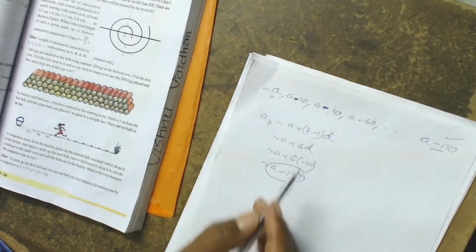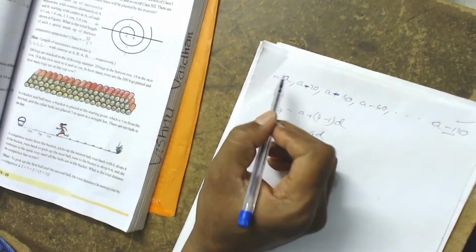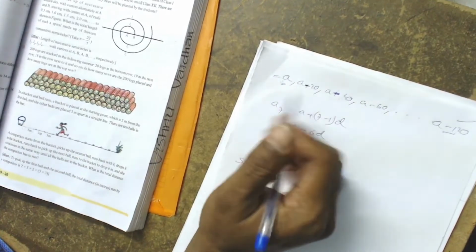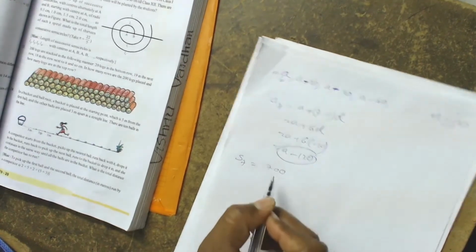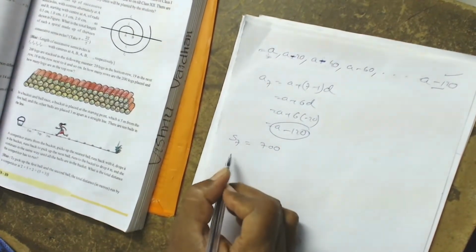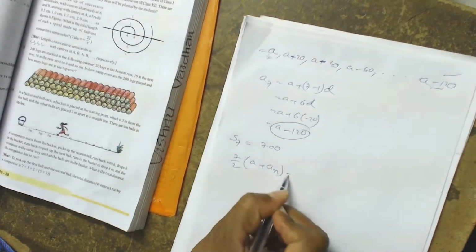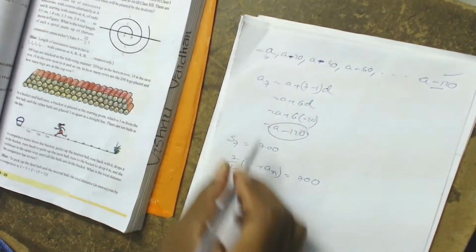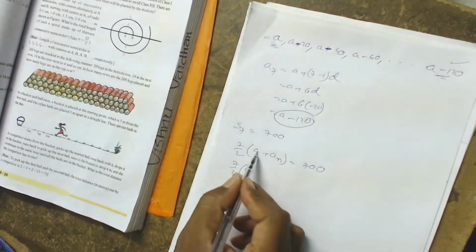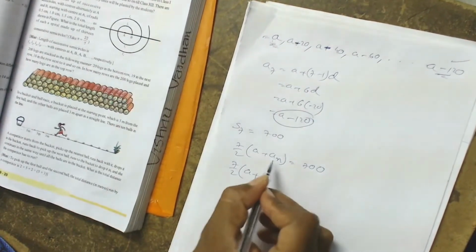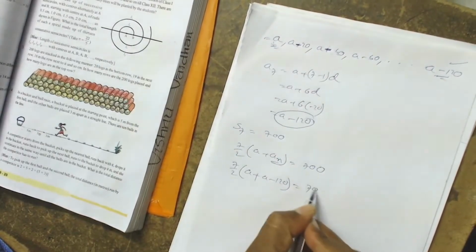Okay. Now the sum of 7 terms: the management has given 700 rupees to purchase the prizes. S7 is equal to 700, we know it. What is the formula for S7? 7 by 2 into (A plus AN). You can write A plus AN directly, because you know the first term and you know the last term. So 7 by 2, A means A only, AN means A minus 120, is equal to 700.